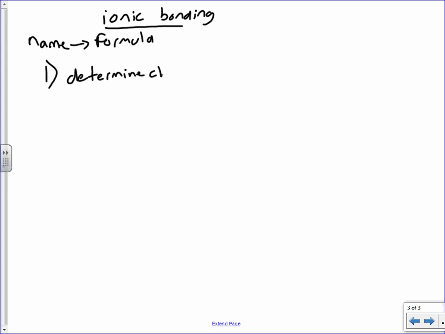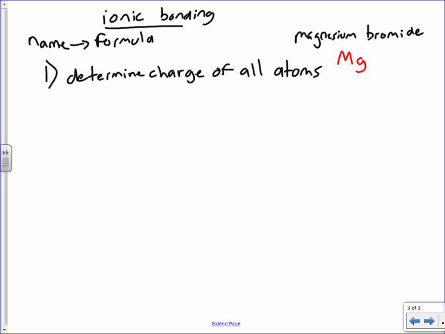Okay, so the first step here, step 1, determine the charge of all atoms. So let's do an example. I think that would be helpful. Let's say we have magnesium bromide. Okay? So obviously first, you write it out, magnesium and bromine. Those are the two elements that are going to be reacting. All right? We don't know the ratio yet. We don't know the subscripts.